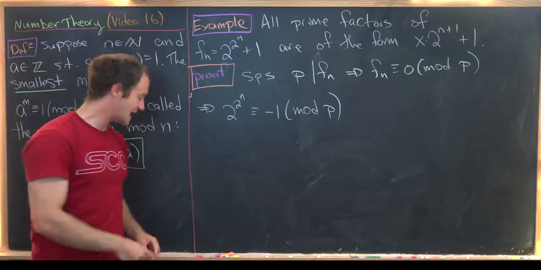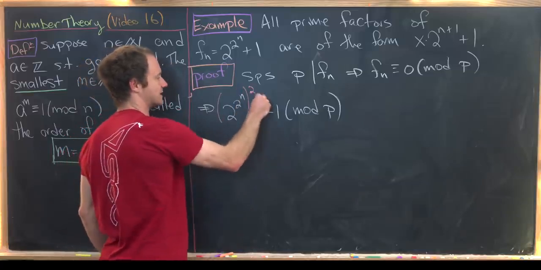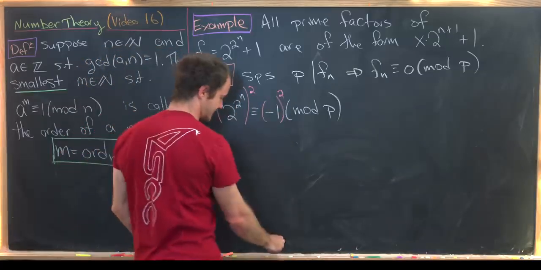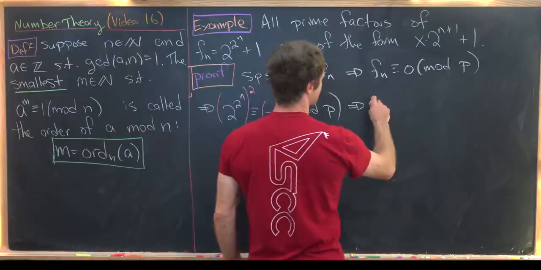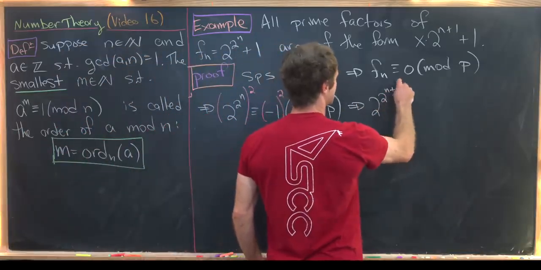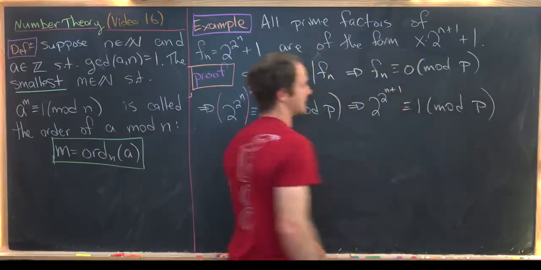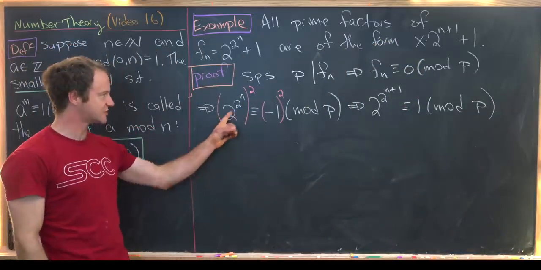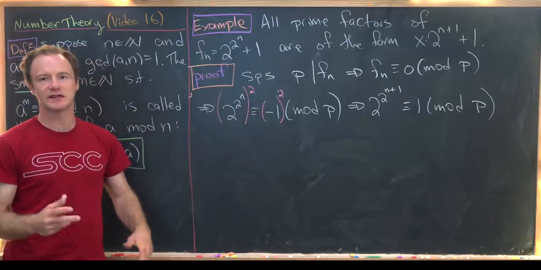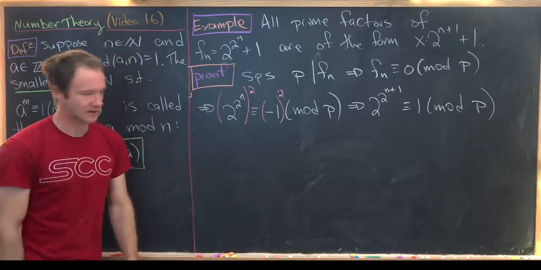Okay, but now what we'll do is take this congruence here and square it. So let's square both sides of this congruence. So let's see what that'll give us. That'll give us 2 to the 2 to the n plus 1 is congruent to 1 modulo p. Now, an important thing that I want to point out here is that this squaring is actually a little bit trickier than it seems like it should be because of these nested radicals.